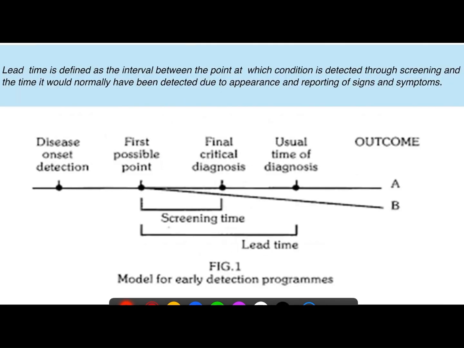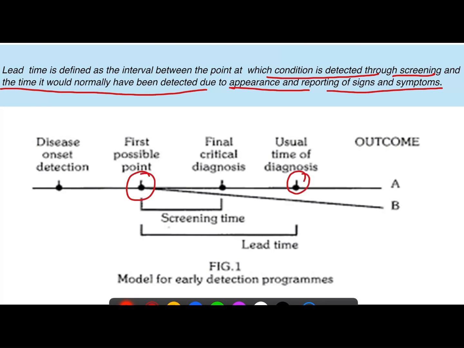Then comes the lead time. So lead time is defined as the interval between the point at which the condition is detected through screening and the time it would normally have been detected due to the appearance and reporting of sign and symptom by the patient. So this time is the first possible point and this is the usual time of diagnosis. So this is your lead time.